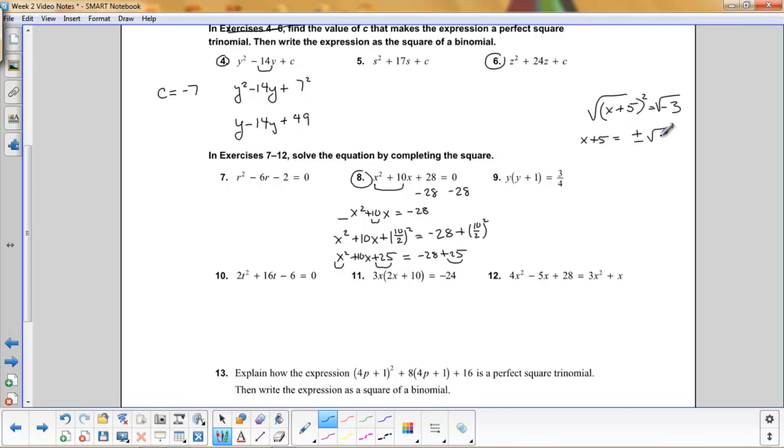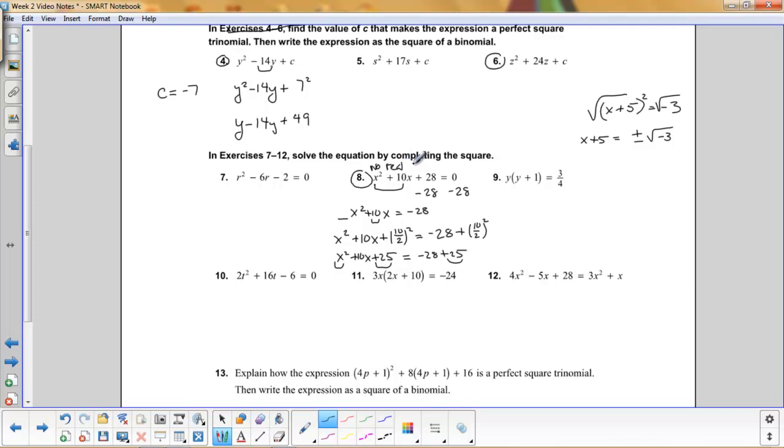And now I've run into a problem. The problem is that this is an undefined term, okay? But we haven't quite learned it yet. It's not undefined, it is what is known as imaginary. So I'm going to solve it, but I want you to understand that the answer to question number 8 is no real solutions.